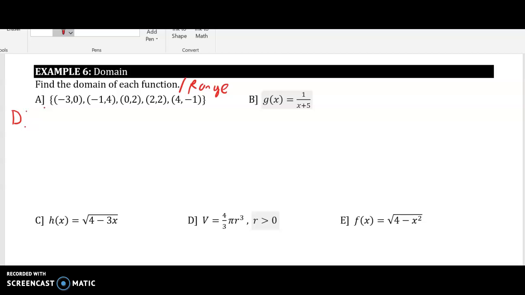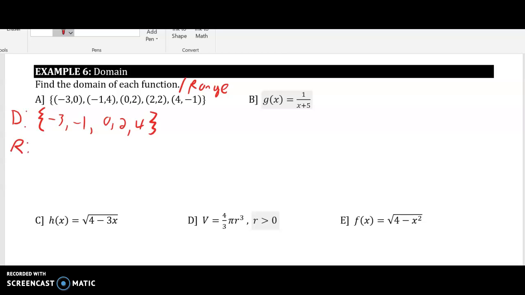So for this one, domain, we're going to write it this way. It's like a little bracket, brace, if you want to think of it that way. I'm writing this symbol down here. So our domain are just our x values. So we got -3, -1, 0, 2, 4.